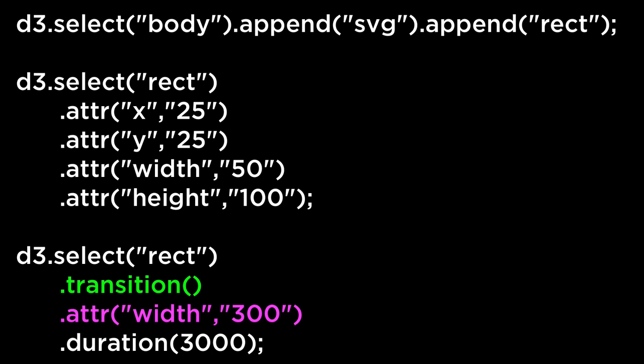For this example, we will have the SVG rectangle increase its width from 50 to 300. This will elongate the rectangle along the x-axis. We also add a transition duration to slow down the transition so that we can take a look at it.